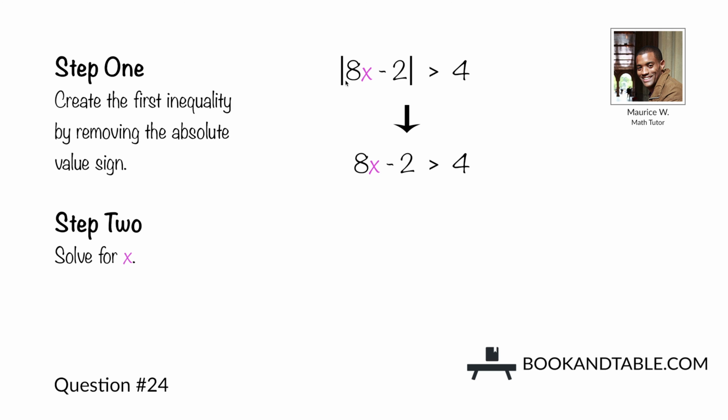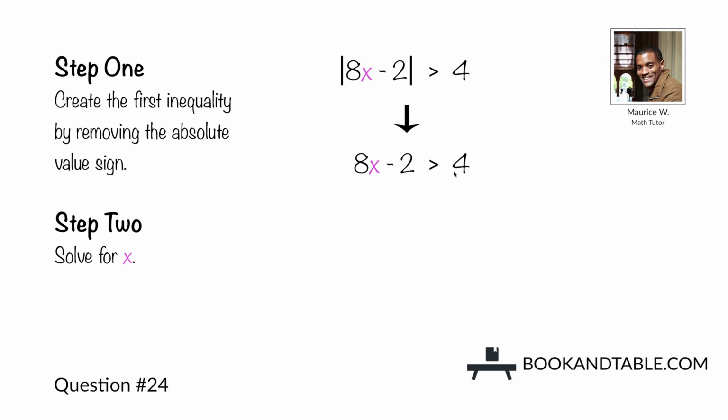Okay, when you have the absolute value sign accompanied with greater than, you're going to wind up with a disjunction as your answer. So 2 different inequalities that represent x, and these inequalities will not overlap. So the first value we need to solve for is the positive value of the absolute value sign. So step 1, we create the first inequality by removing the absolute value sign. So we just take the expression on the inside and leave the sign and the value the same.